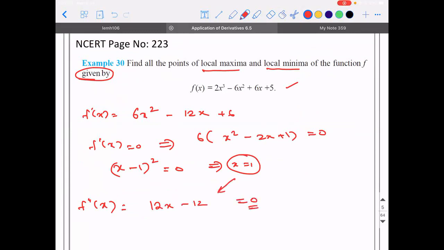So what do you understand from this? So f dash of x is 0. 6 into x square minus 2x plus 1 is equal to 0. x minus 1 the whole square is 0. f dash of x is 0 at x is equal to 1, and f double dash of x is also 0 at x is equal to 1. So the only option you are left with is to go with the first derivative test, at x is equal to 1.